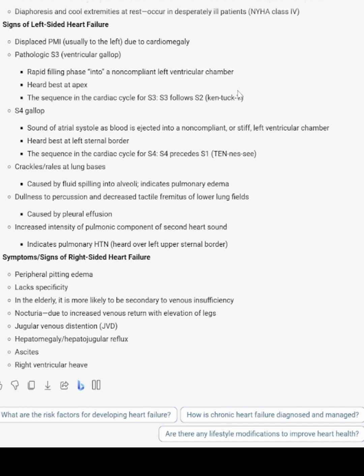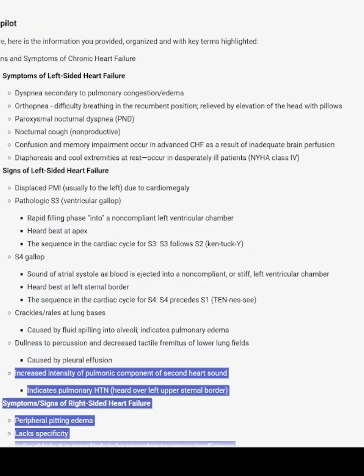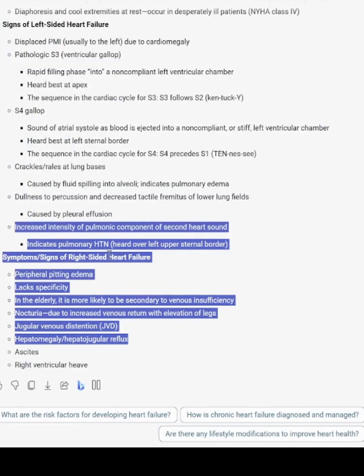Symptoms/signs of right-sided heart failure. Peripheral pitting edema. Lacks specificity. In the elderly, it is more likely to be secondary to venous insufficiency. Nocturia due to increased venous return with elevation of legs. Jugular venous distension, JVD. Hepatomegaly/hepatojugular reflux. Ascites. Right ventricular heave.